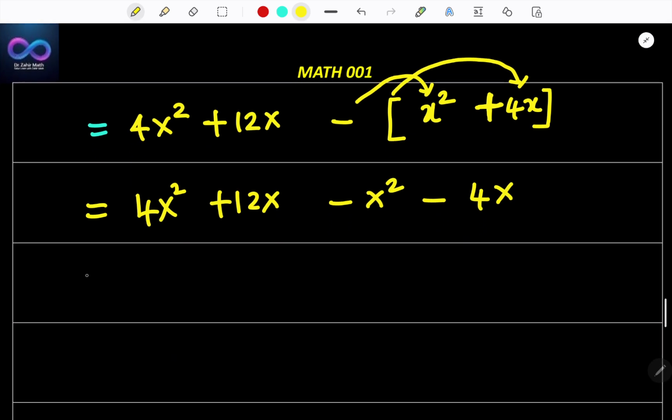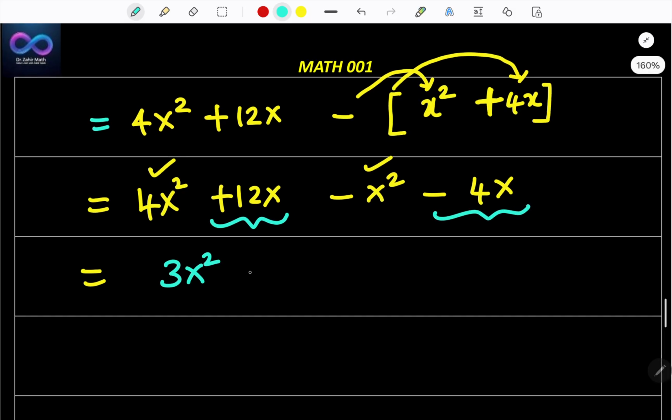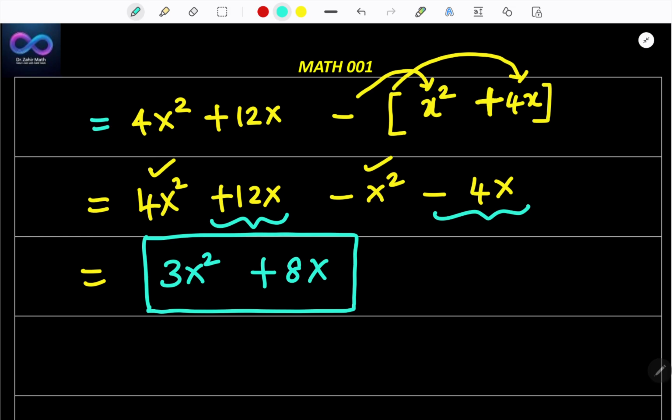So what is your answer? Now your answer is 4x square minus x square, which gives you 3x square. And then 12x minus 4x, 12 minus 4, which is going to become 8x. So 3x square plus 8x is your answer.